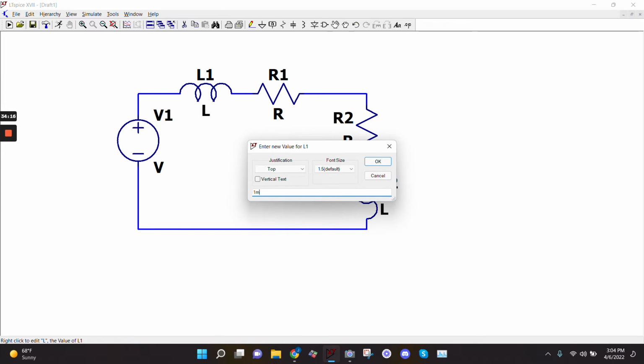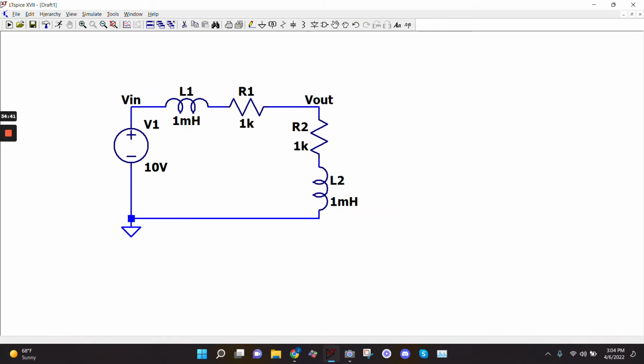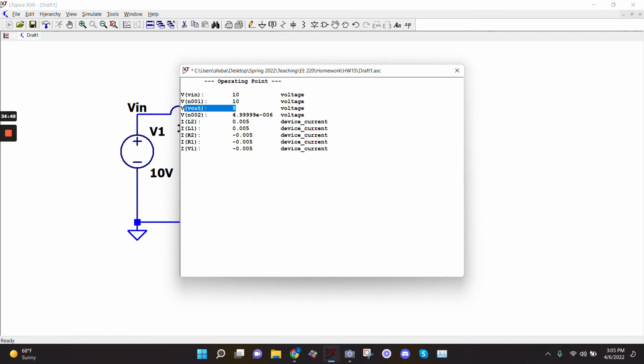So let's just put some values in here. 1K, 1K. So this looks seemingly complicated, but because we know it's a DC circuit, it's very easy to look at. It's just the voltage divider, right? So we should expect V out to be 5 volts, right? Because both of these are just behaving like wires. So let me do a .op, run, and we see V out is 5, right?